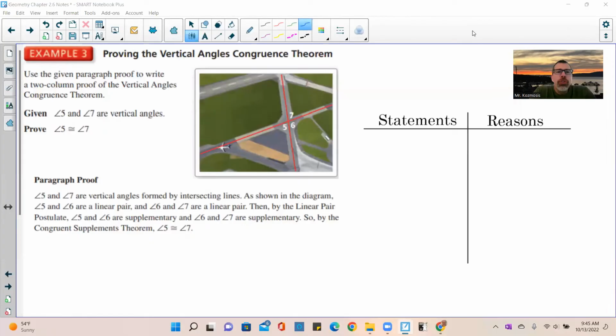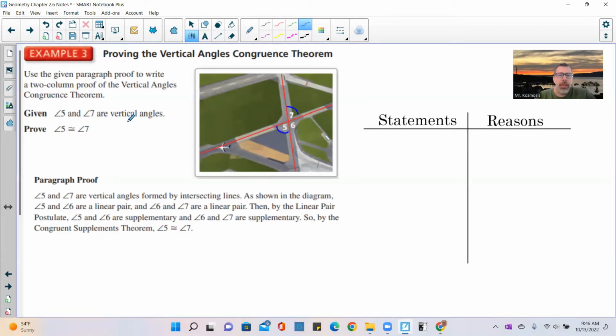Okay, example 3, proving the vertical angles congruence theorem. Use the given paragraph proof to write a two-column proof of the vertical angles congruence theorem. Given angle 5 and angle 7 are vertical angles. So the first thing you always should do is label your diagram. Angle 5 and angle 7 are vertical angles. That's given. Okay, they're across from each other. In other words, two lines intersect and they're opposite.